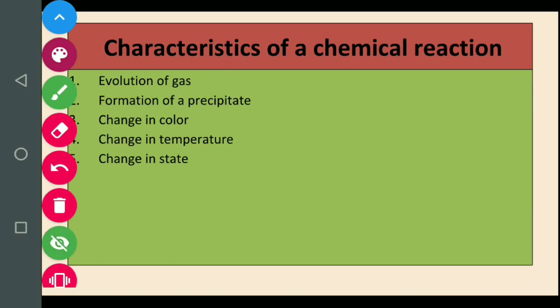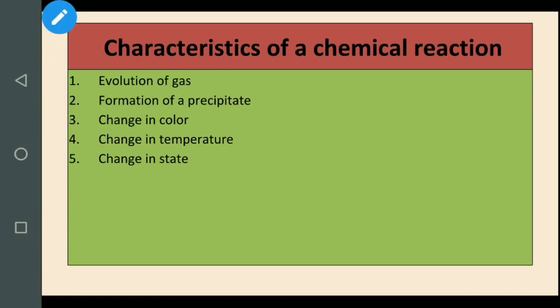Now, types of chemical reactions. Mainly there are 5 types of chemical reactions. First, evolution of gas. Second, formation of precipitate. Third, change in color. Fourth, change in temperature. Fifth, change in state.